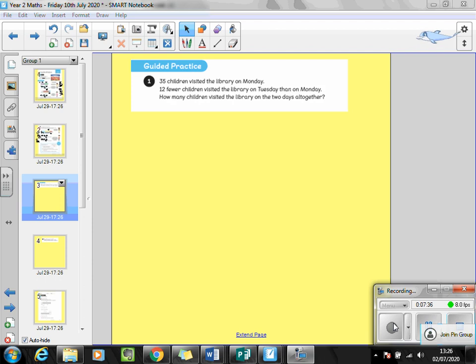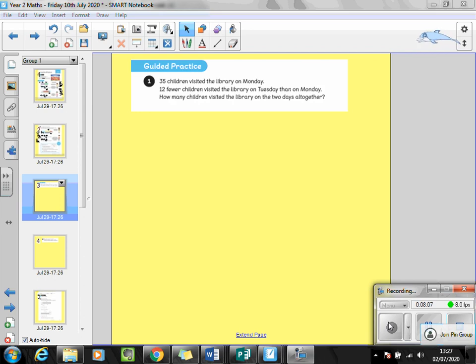Okay, some guided practice questions for you. 35 children visited the library on Monday. 12 fewer children visited the library on Tuesday than on Monday. How many children visited the library on the 2 days together? Pause the video and see if first of all you can work out what is the first step, what's the first calculation you need to find out, and then what would be the second step.